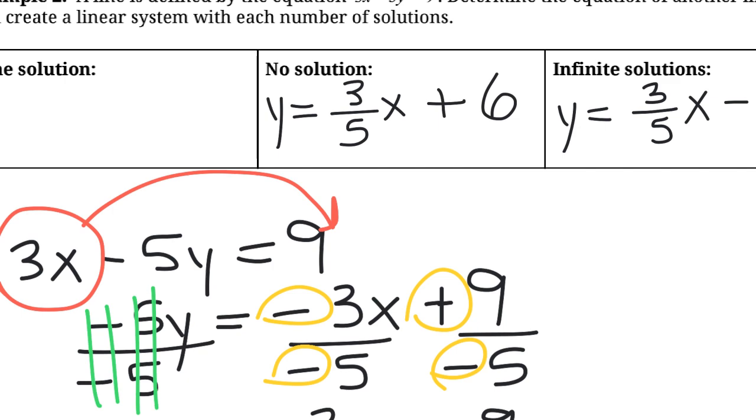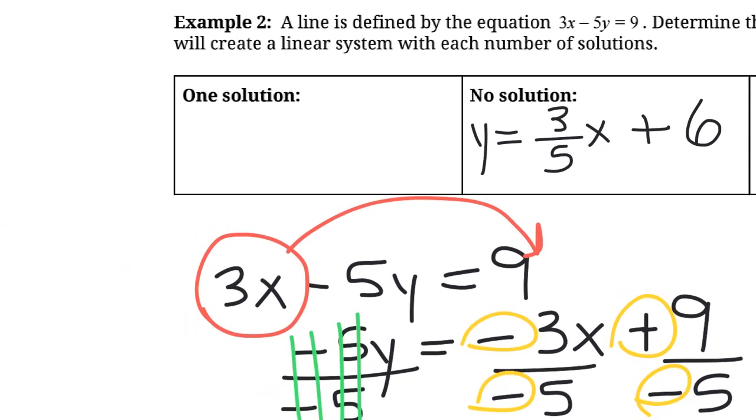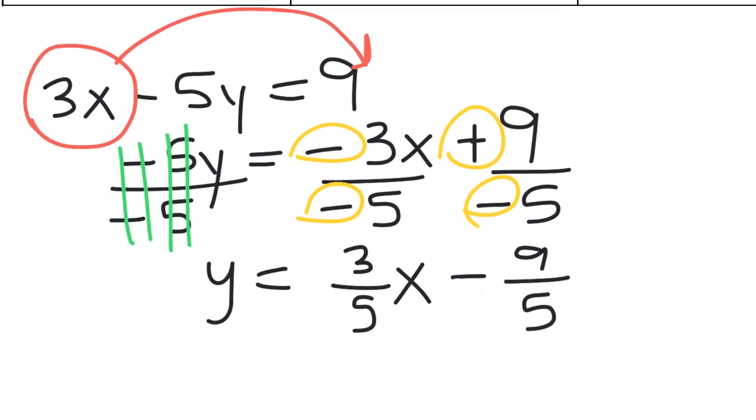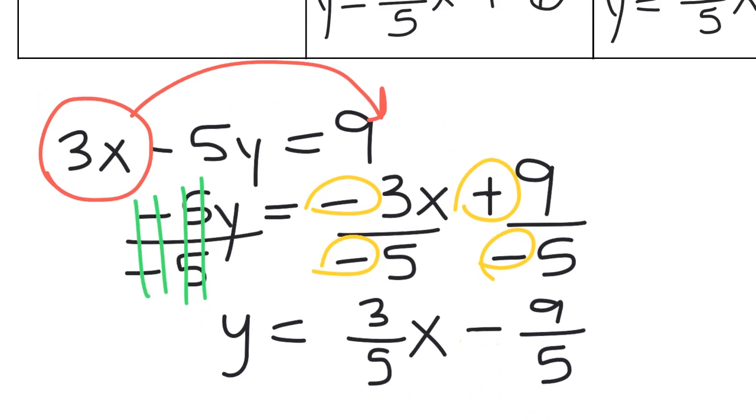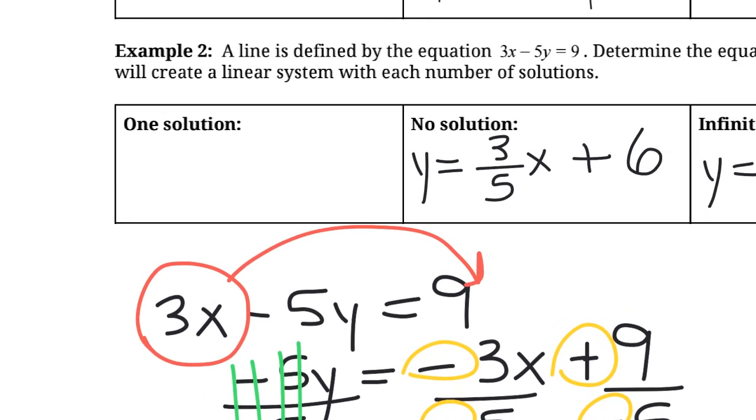If I want to create a system of equations that only has one solution, then I know based on my conditions that the slopes cannot be the same and the y-intercepts usually are also not the same. So that means you can make up any equation that you want to as long as the slope is not the same as 3 over 5 and the y-intercept should not be negative 9 over 5. So you have so many possibilities of what you could put in this box.